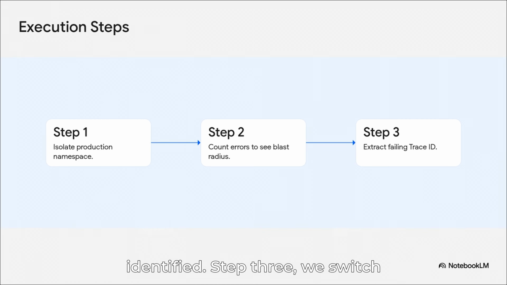Blast radius identified. Step 3, we switch back to raw logs, use the JSON parser from Query 9, and apply Query 12 to filter for status codes of 500 or higher. We grab the trace ID right from our clean line format output. Just like that, in exactly 3 queries from our runbook, we found the service, measured the impact, and isolated the failing transaction. Under 4 minutes.